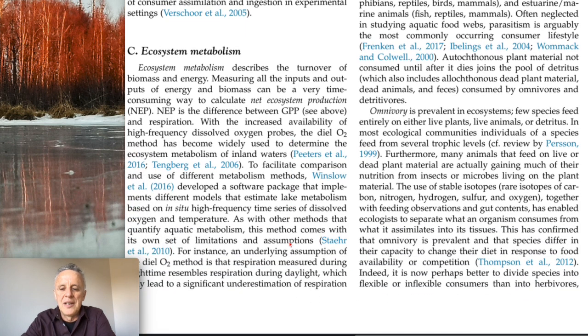Omnivory is prevalent in ecosystems. Few species feed entirely on either live plants, live animals, or detritus. In most ecological communities, individuals of a species feed from several trophic levels. Furthermore, many animals that feed on live or dead plant material are actually gaining much of their nutrition from insects or microbes living on the plant material.